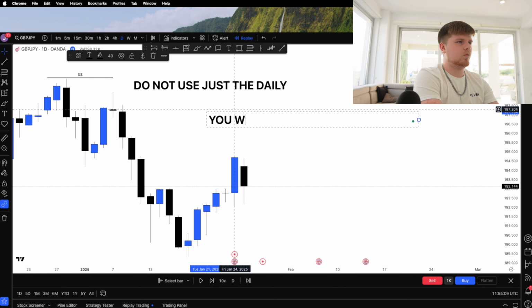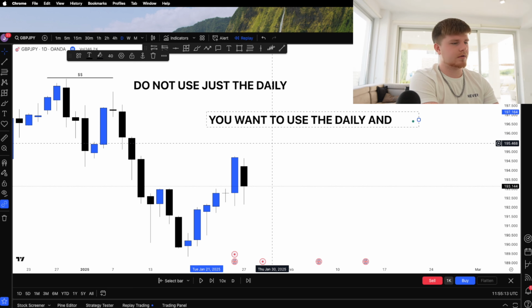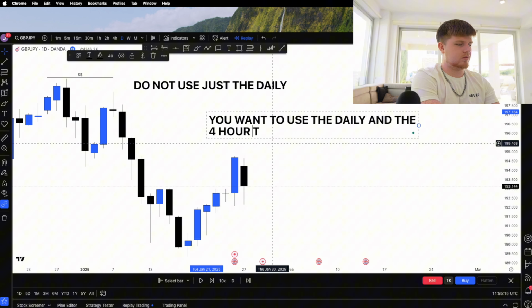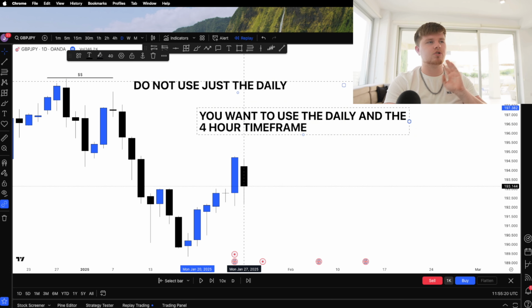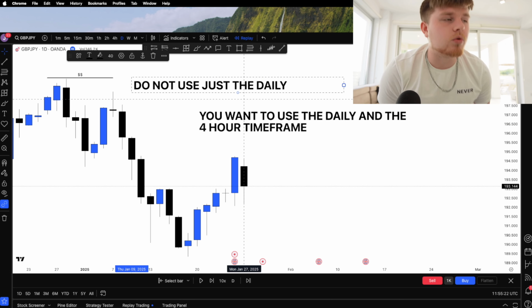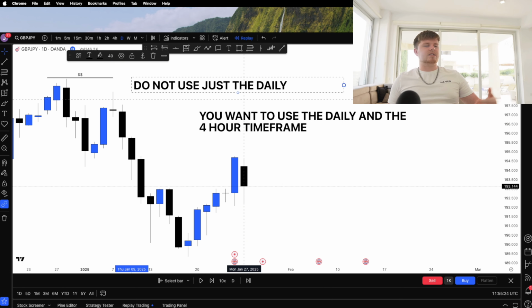You want to use the daily and the 4 hour, and do the same thing on there. So you literally just do the exact same thing as we just did. You go onto the daily, you look at the liquidity, you look at the fair value gap, see what price is supposed to do next based on the daily, and that will be your bias.